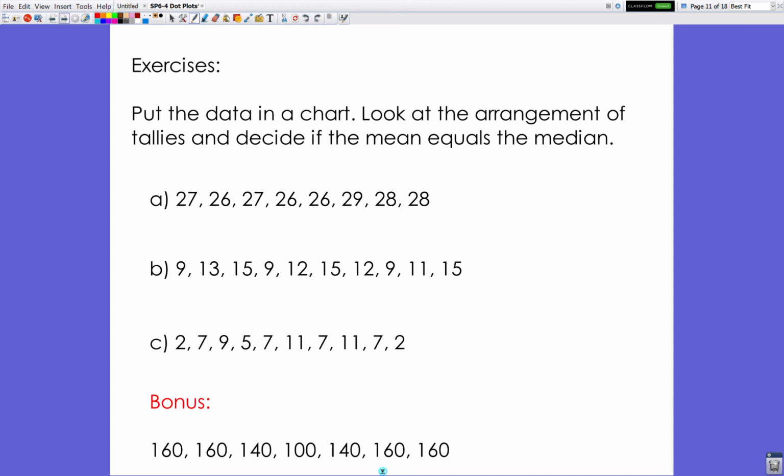So now it's time for you to try. Pause the video here, and I want you to put the data in a chart. Look at the arrangements of the tallies, and then decide if the mean will equal the median. When you're ready, play the video, and we'll go over the answers together.